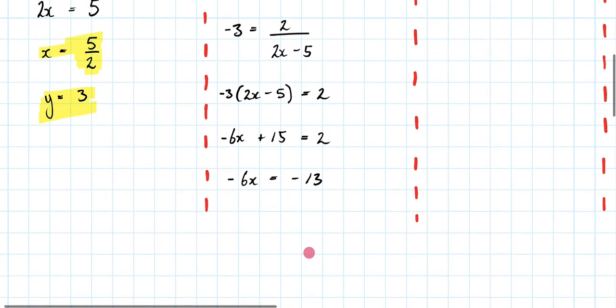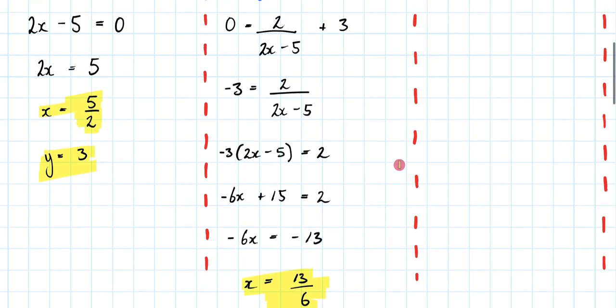And then finally, I'm going to go x equals 13 over 6. I divided both sides by negative 6. So that is going to be my x-intercept. 13 over 6, which is going to be 2 point something. It's going to be 2.1666.